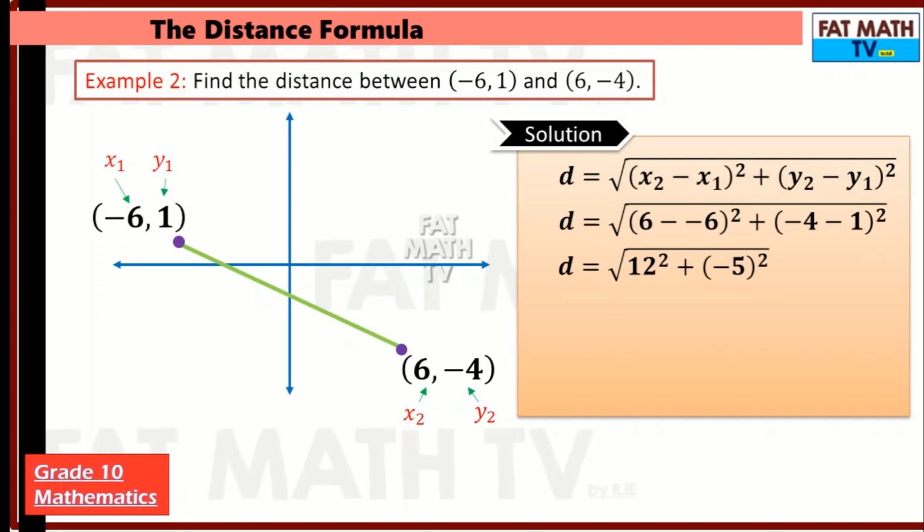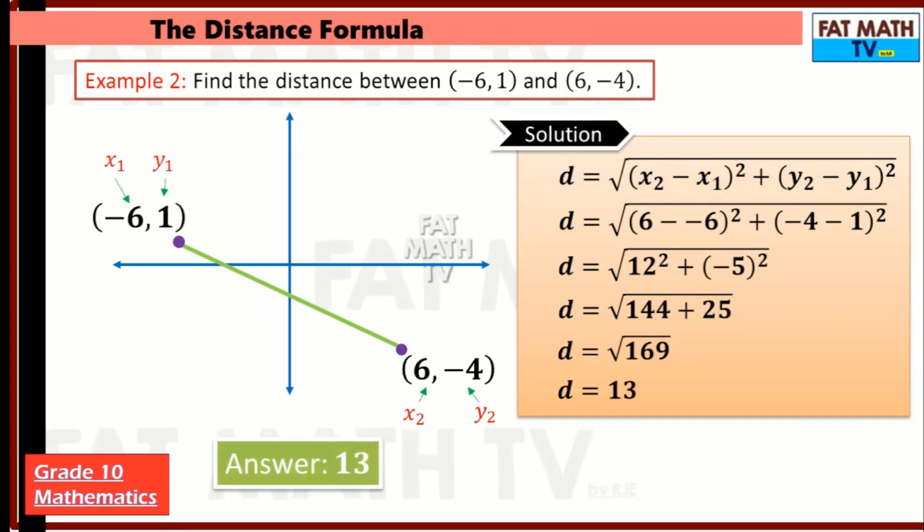What is 12 squared? That's 144. What is negative 5 squared? That's 25. 144 plus 25 is 169, and the square root of 169 is 13. So the distance between the two given points is 13.